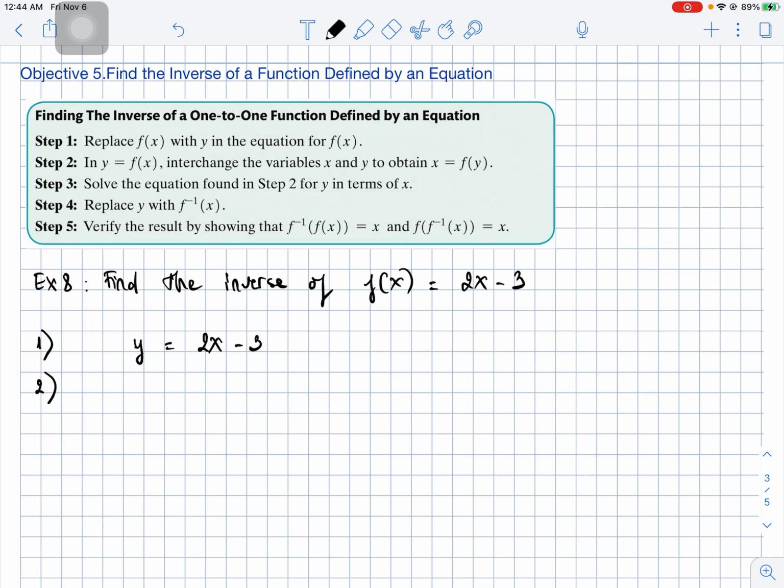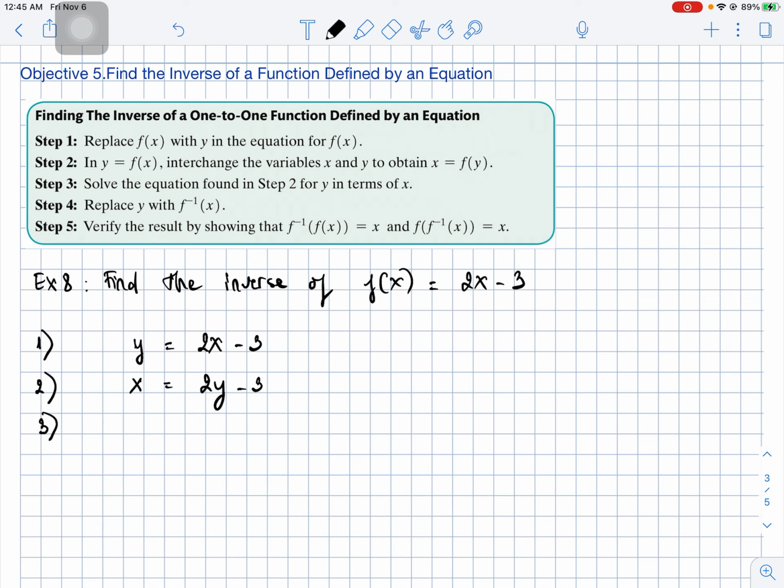And then step number 2, we need to interchange the x and y. So x equal 2y minus 3. The reason why we have to do step number 1 is so that we have in the function both x and y. And the idea of the inverse by definition is the switching of the x and the y. So we are switching in step number 2. The x becomes the y and the y becomes the x.